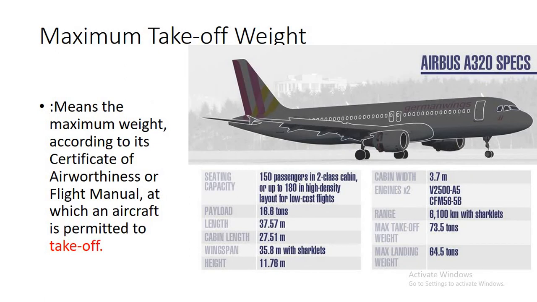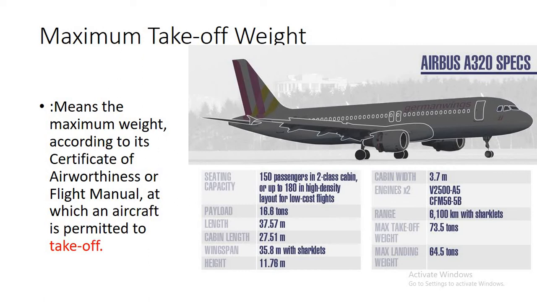Next, maximum takeoff weight. It's the maximum weight according to the certificate of airworthiness or flight manual at which an aircraft is permitted to take off. This is maximum takeoff weight, the maximum weight an aircraft can have while it goes for takeoff. And there is another term called maximum landing weight. It is the maximum weight with which an aircraft can land. This is always less than maximum takeoff weight.